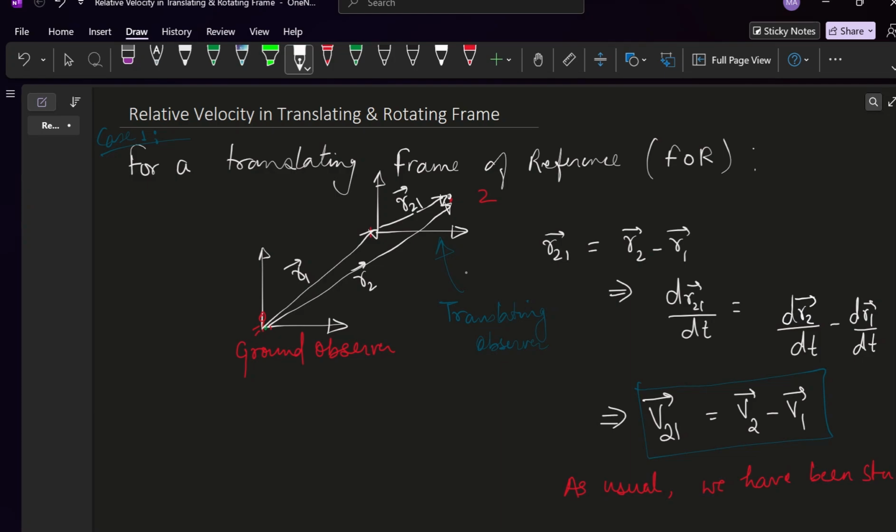Hello, my dear students. Today I am going to discuss the relative velocity in translating and rotating frames of reference. So we know this is a very tricky and difficult topic, so we'll be doing it step by step. First of all, the first case is case 1.